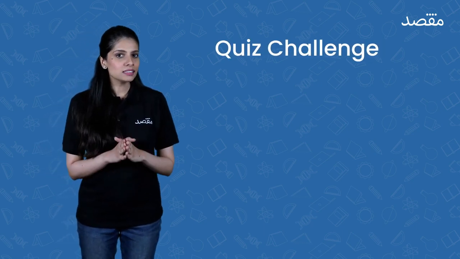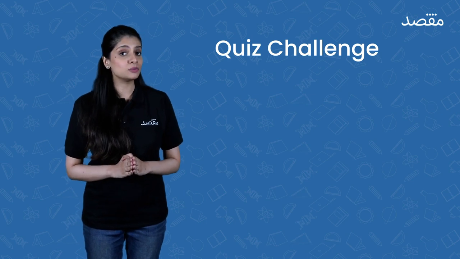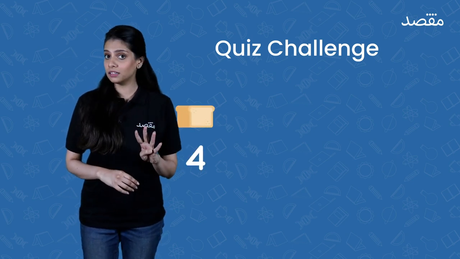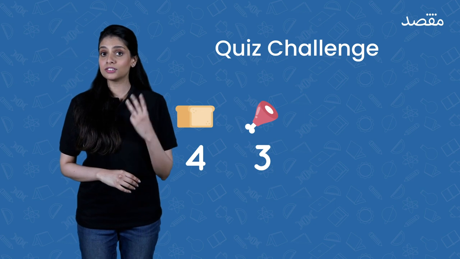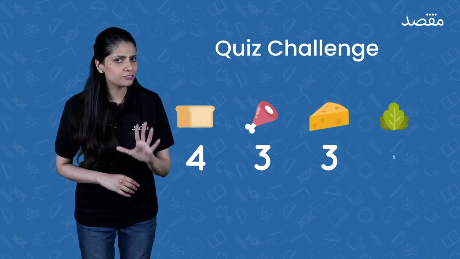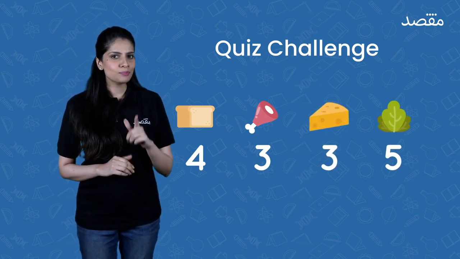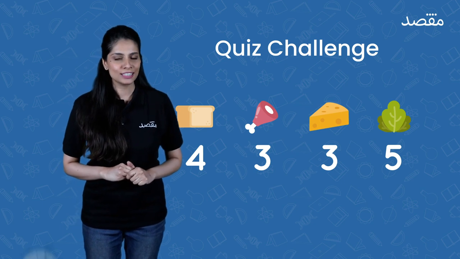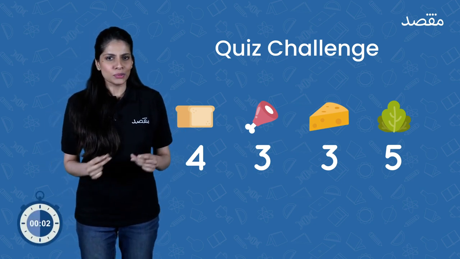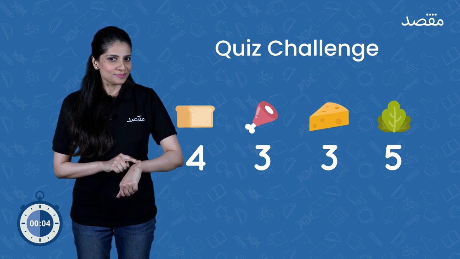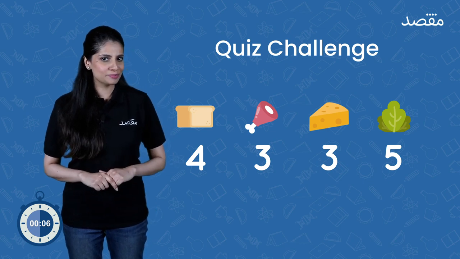Ye thoda sa mushkil hoga, theek hai? So at a sandwich shop, I can make a sandwich using 4 types of bread, 3 types of meat, 3 types of cheese, and 5 types of vegetable. So now you try this out, theek hai? Jaldi. Quick, quick, quick. I hope you're not using the tree diagram.